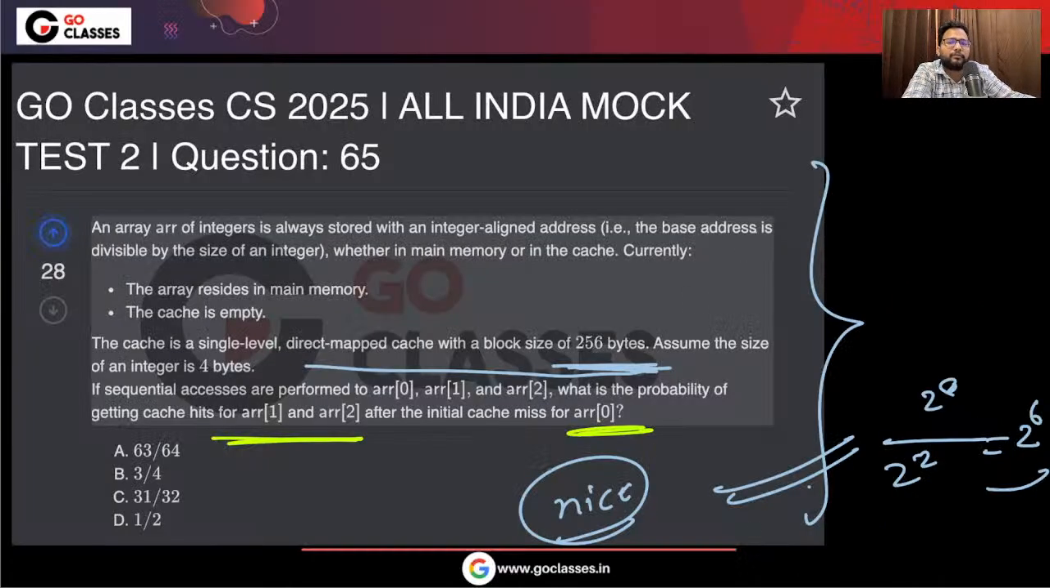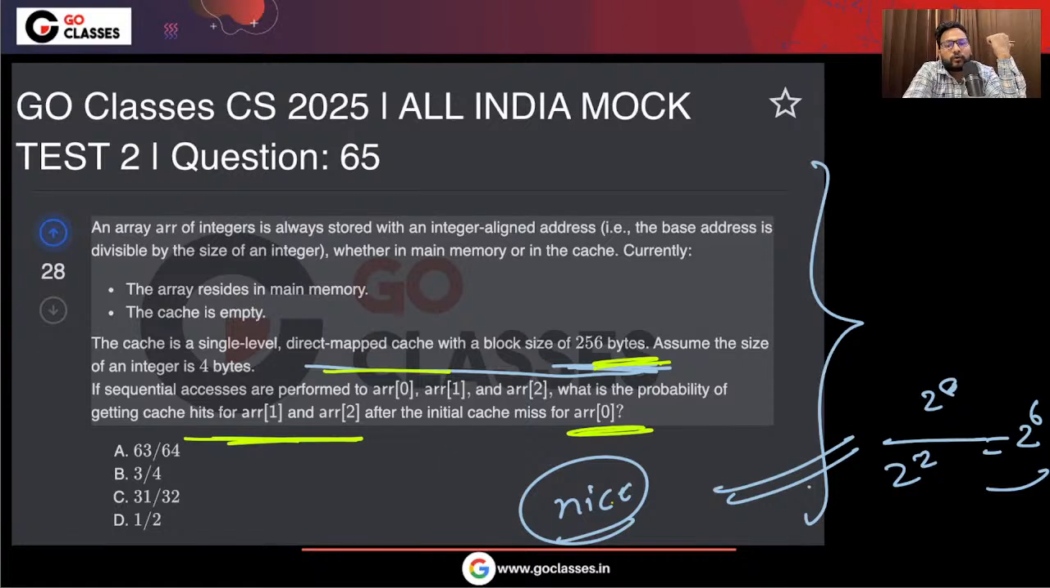Anyway, that is a basic practice, okay. In a practical scenario also we do this. We also store like this in the practical scenario. The cache is single level direct map. Block size is this, assume this. If the sequential access is performed, what is the probability of getting a hit after the initial cache miss on A0? Okay, this is the question.